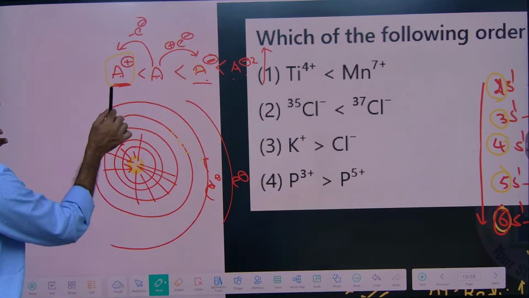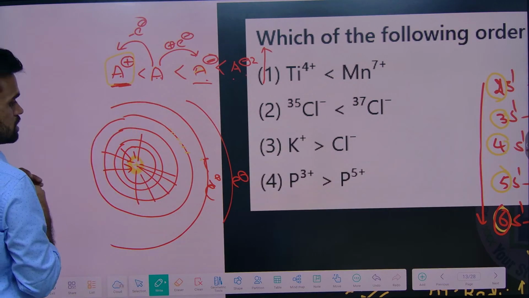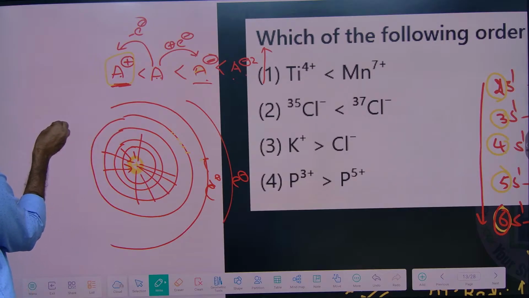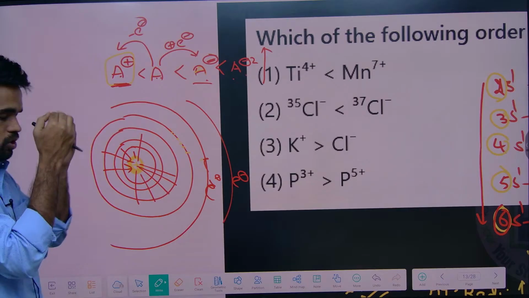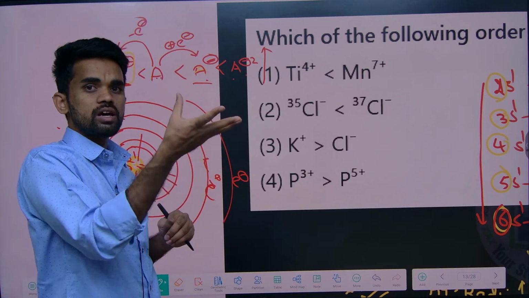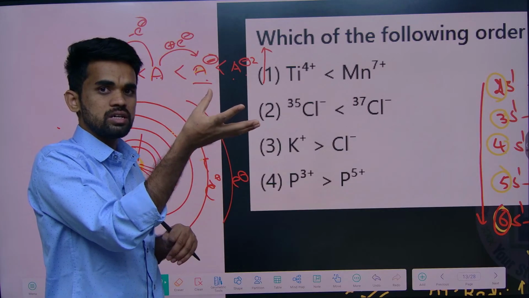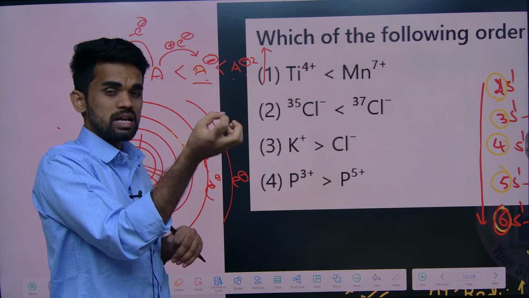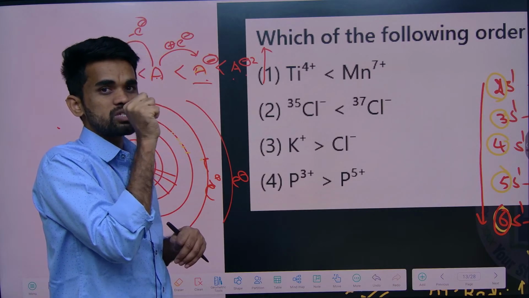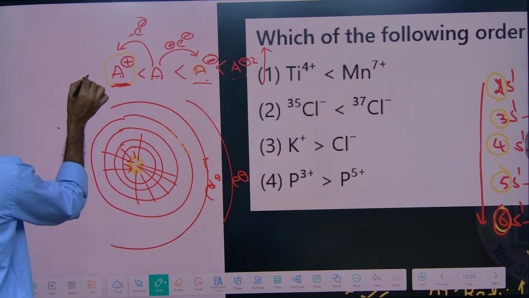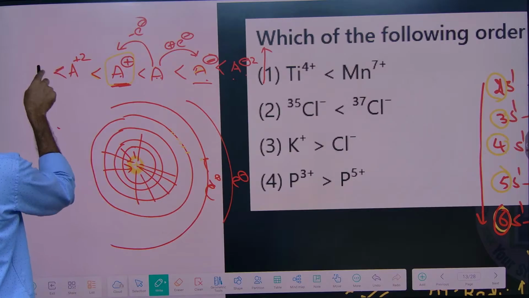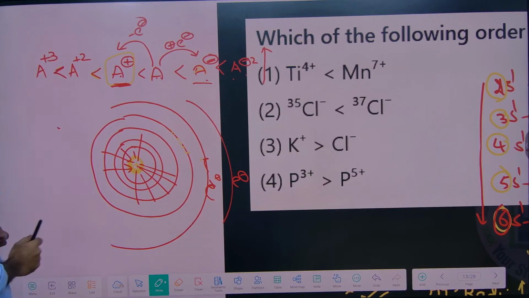Now look at this. Only one positive charge means I have just removed one electron. If I remove one more electron, two electrons, now what happens? The electron count is further decreasing and nuclear forces are further increasing. So more nuclear forces, more positive charge, smaller the size. Why smaller the size? Because the electrons are strongly attracted by the positive charges. So I can say more positive charge, smaller the size. Like this you can arrange.